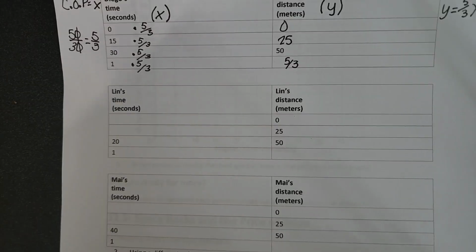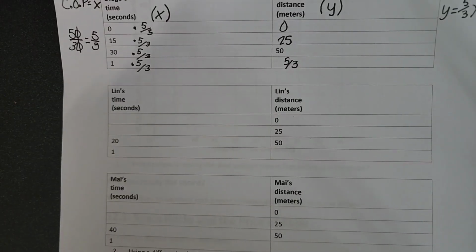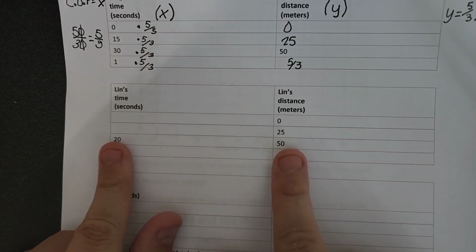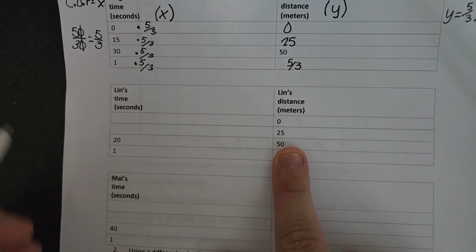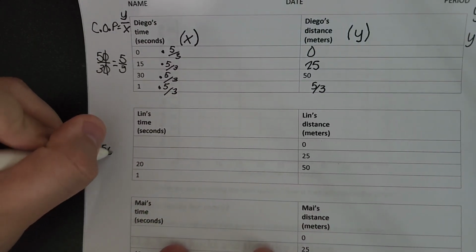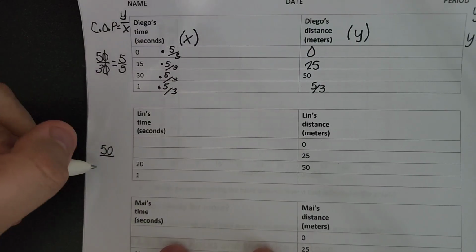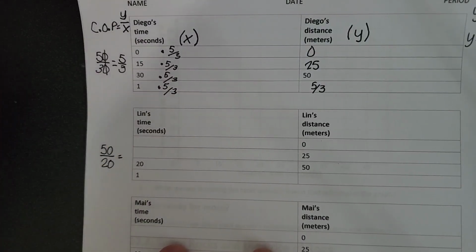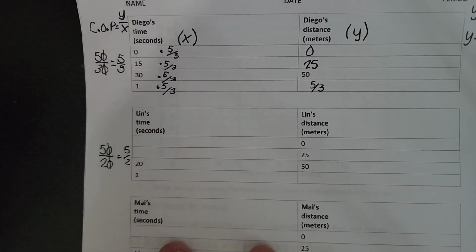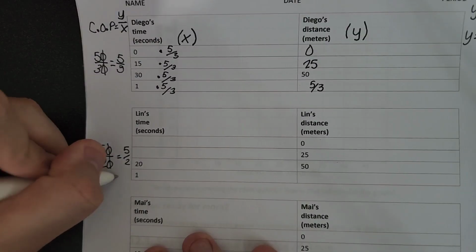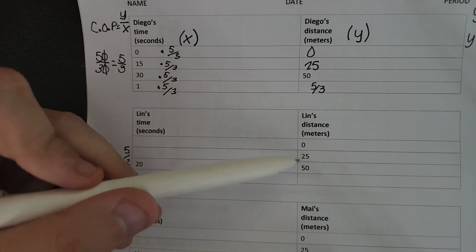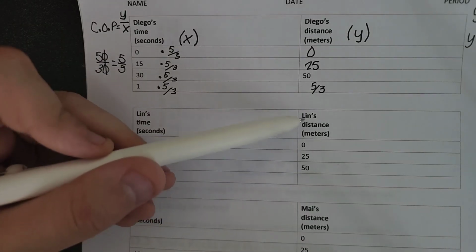Okay, so what two pieces of information am I given with Lynn? Yeah, it took 20 seconds to reach the distance, right? So how do I find my COP? Yeah, I do 50 divided by 20. Now, once again, we could do the same thing. 5/2, also known as 2.5.